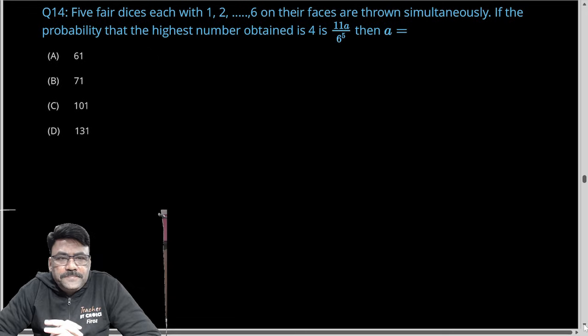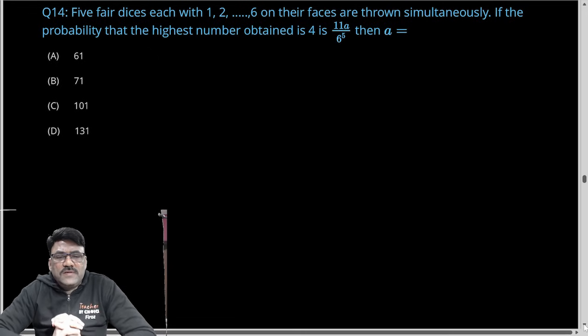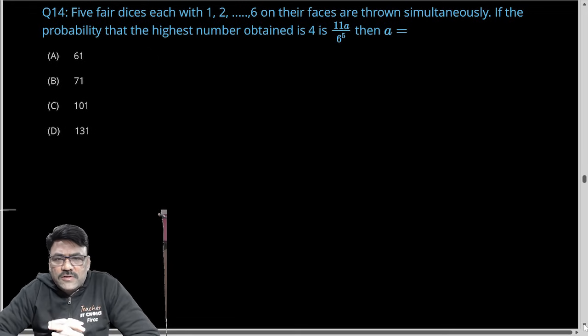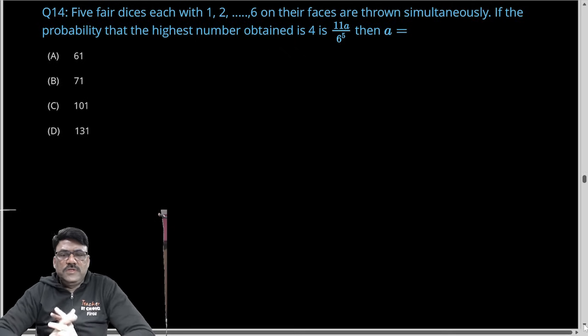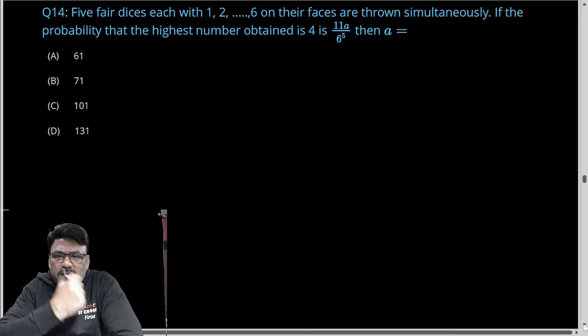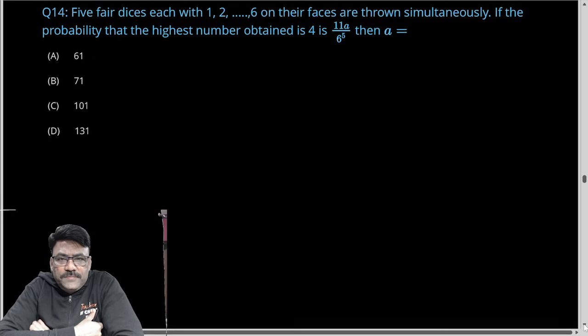Okay, see this question. They are saying that five dice, each with numbers 1 to 6 on their faces, are thrown simultaneously. If the probability that the highest number obtained is 4 is 11a over 6 raised to 5, then what is the value of a here? So actually, you are throwing 5 dice and the highest number that you are getting is 4. The probability of getting highest number 4 is given to you, 11a over 6 raised to 5.